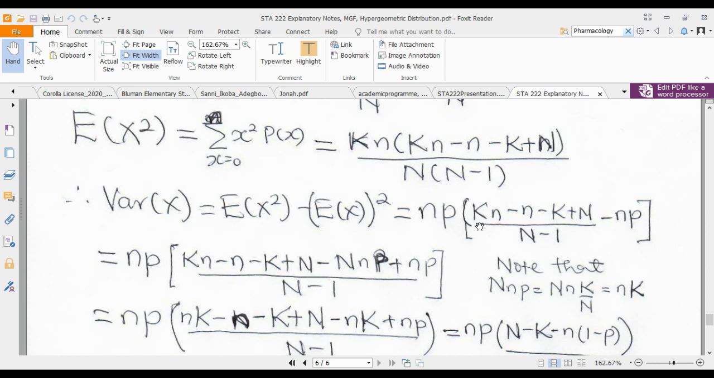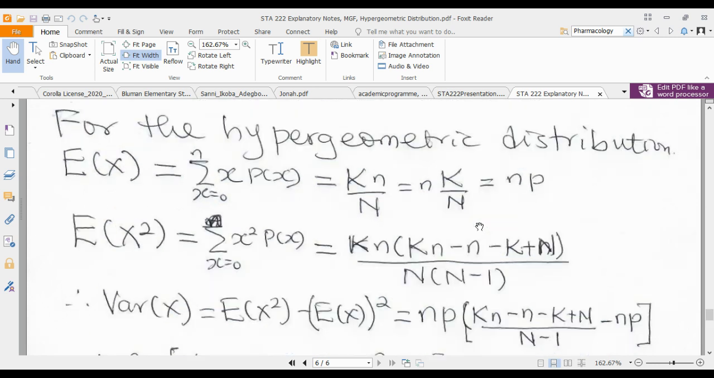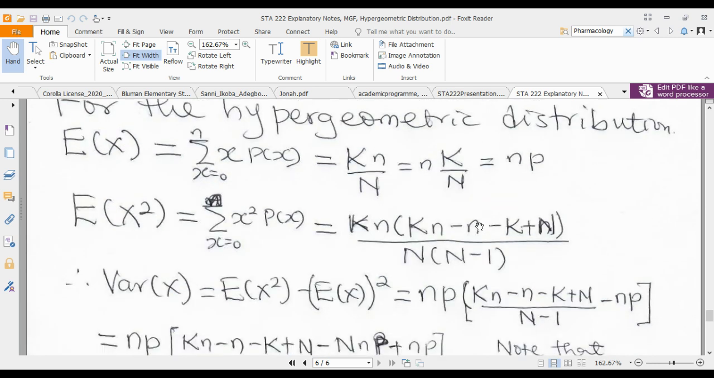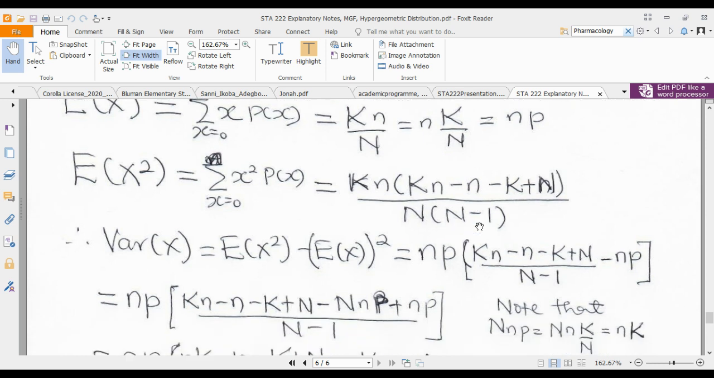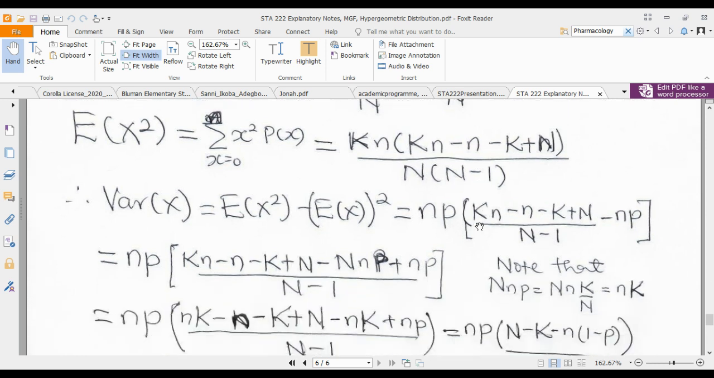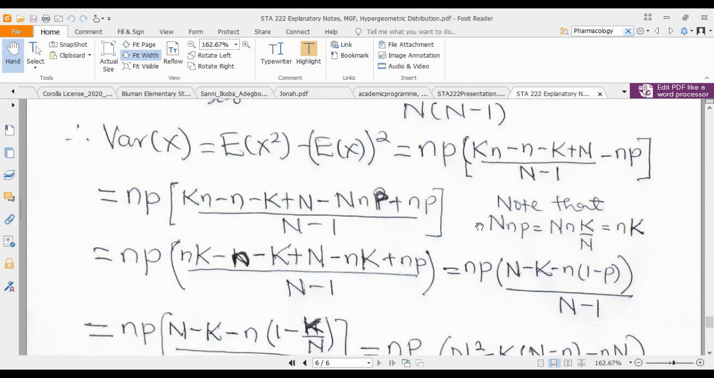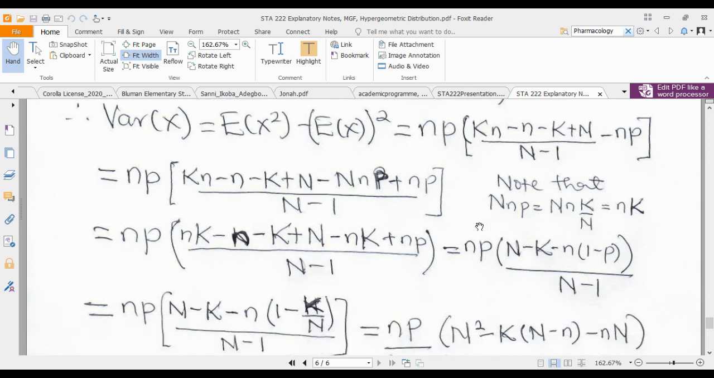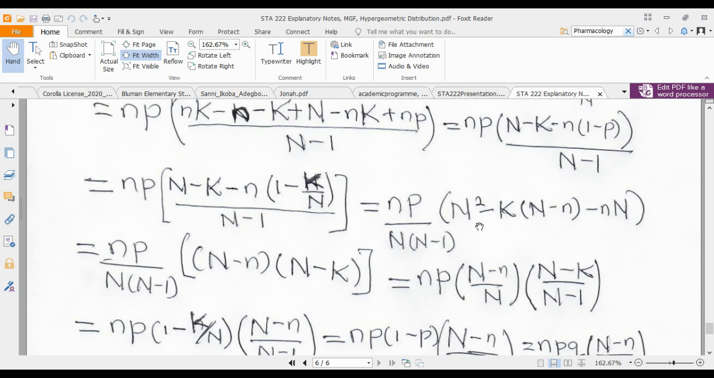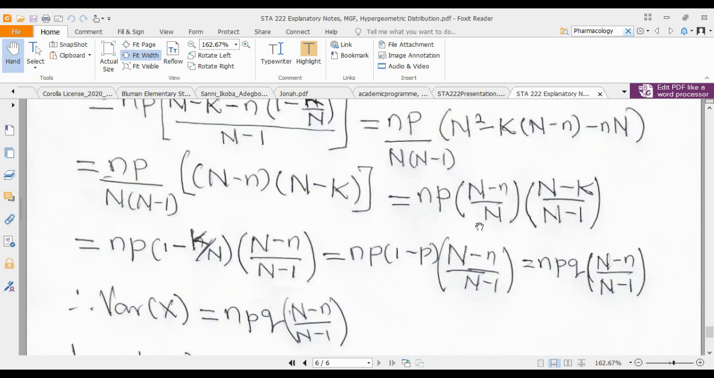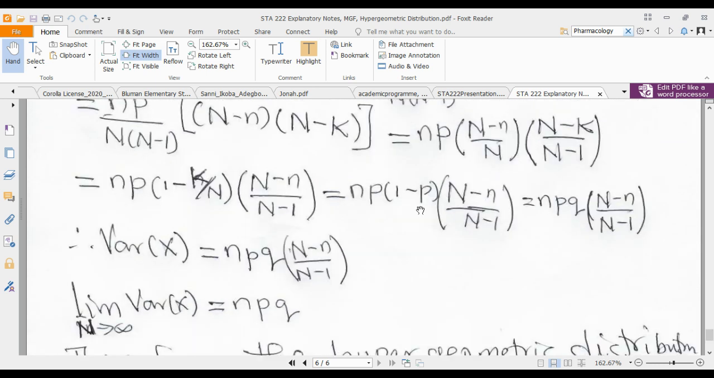So the mean is given by np. The expected value of x squared is also given there, as well as the variance, which when we do all the necessary rearrangements and realignments, you will find out that the variance of the hypergeometric distribution is given by npq, n into bracket N minus n all over capital N minus 1.